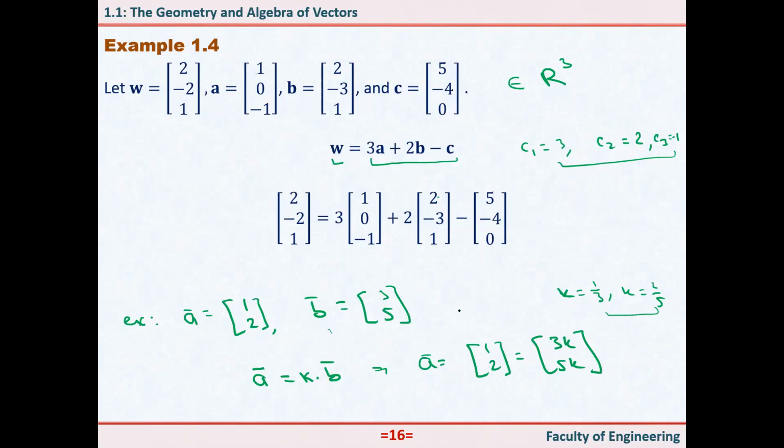Now if I have one more vector, or more vectors, the problem gets a bit more complicated. But here, we are just trying to understand what we mean by linear combination.